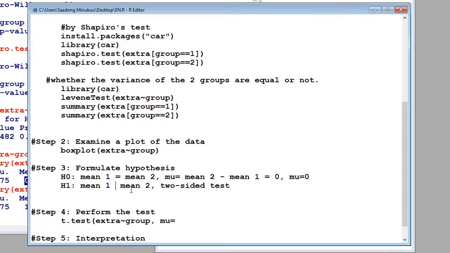If we are saying mean 1 is equal to mean 2, then the alternative hypothesis is that mean 1 is not equal to mean 2. In other words, it's either less than or greater than mean 2. I will write it as not equal to mean 2, which means it's still a two-sided test.